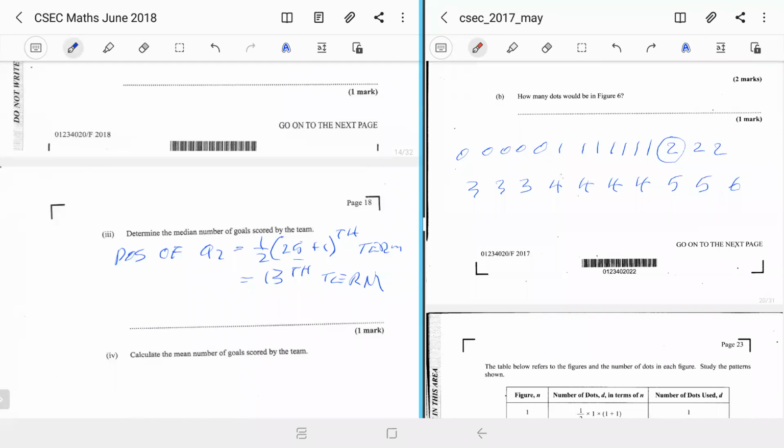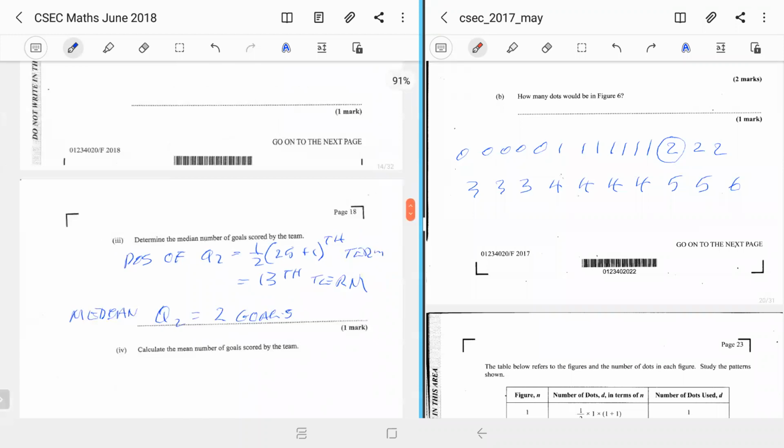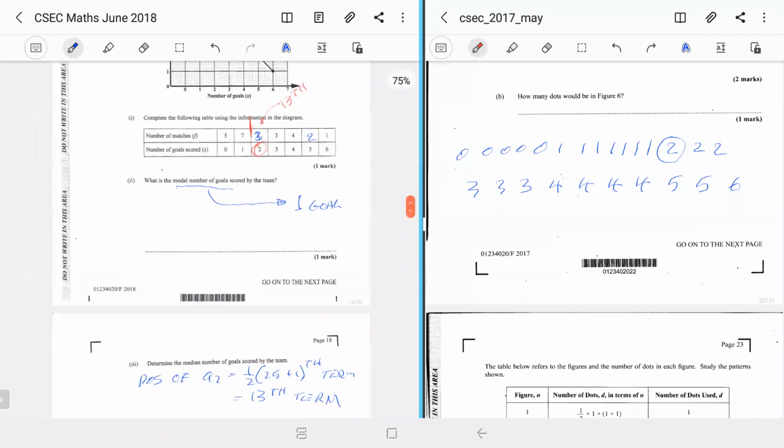The position of Q2 is the 13th value. When you look at the table, the median, which is Q2, is 2 goals. 2 goals is the median number of goals, the number of goals in the middle. Yes, ascending, because it's 25 matches, so it is the number of goals scored in the 13th match. The matches are in ascending order in terms of the number of goals scored in the table, so we are looking for the 13th one.